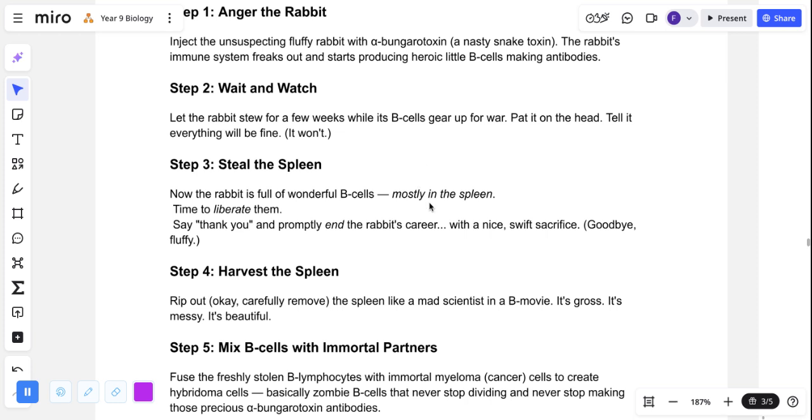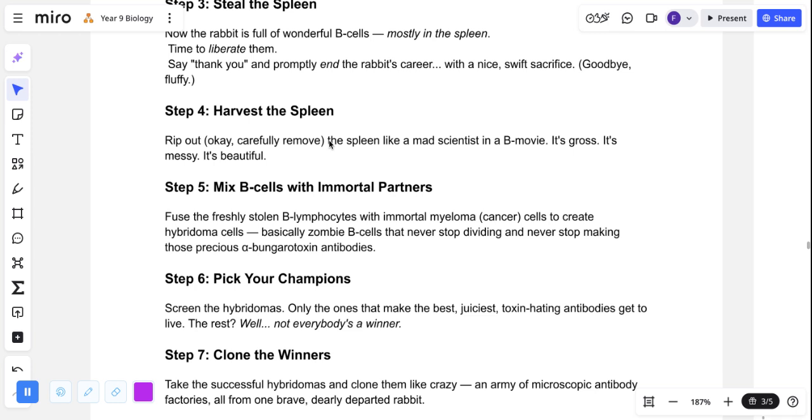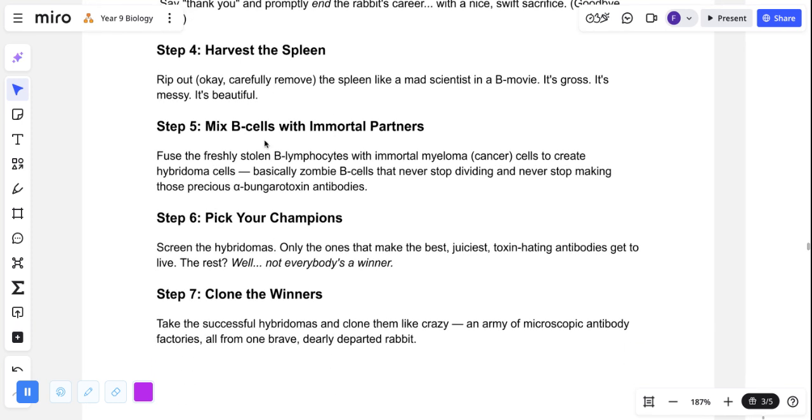Actually, it's not in the blood, it's mostly in the spleen. It's time to liberate the white blood cells. So you say to your cute rabbit, thank you so much for helping me. And with a nice, swift whoosh, goodbye, Fluffy. You cut out the spleen carefully. Make sure it's fresh, so the cells in the spleen aren't dead yet. So you cut out the little fluffy rabbit's spleen. It's so pretty. So you take the B cells, you then mix them with myeloma cancer cells.